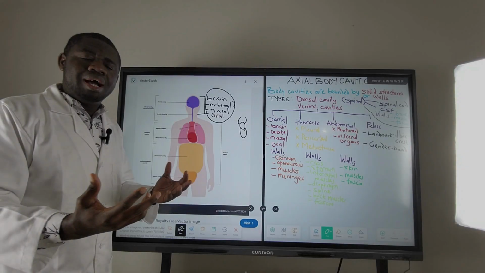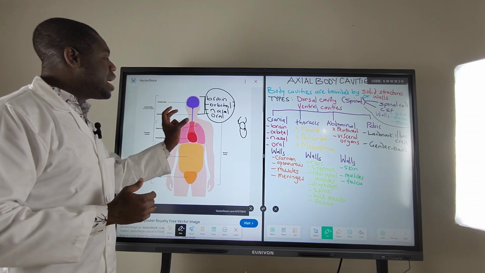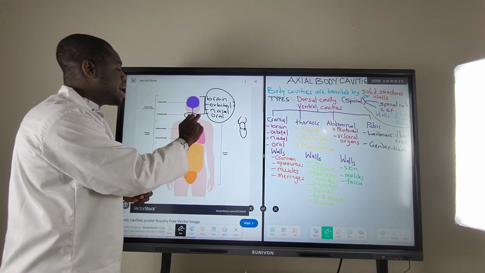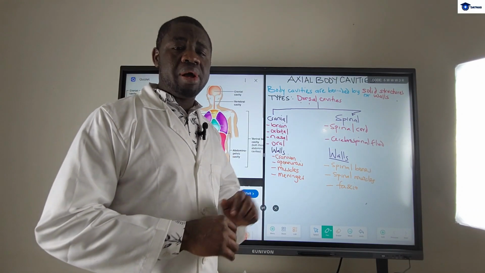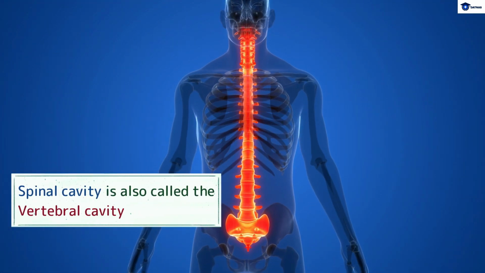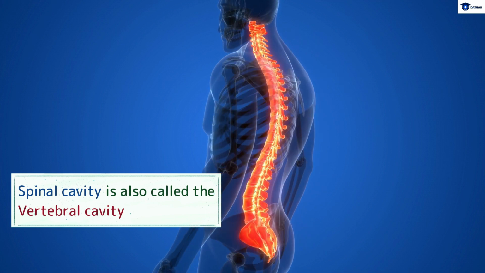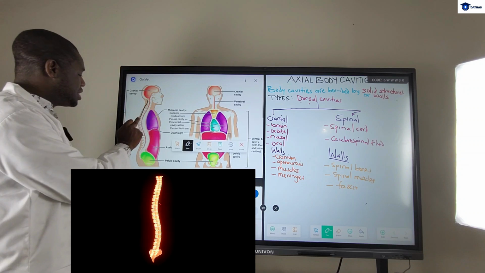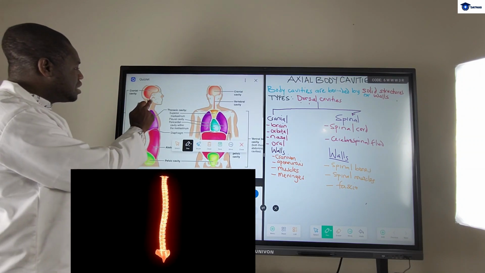Human beings are not cephalothoracic, in the sense that our head is demarcated by the neck. So let's talk about the spinal cavity. The spinal cavity is another type of dorsal cavity that is an extension of the cranial cavity.